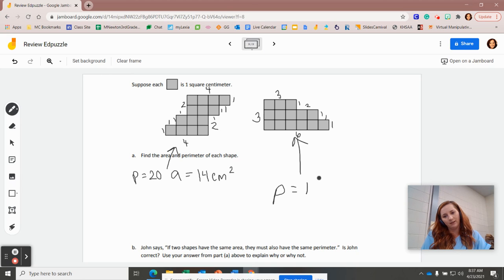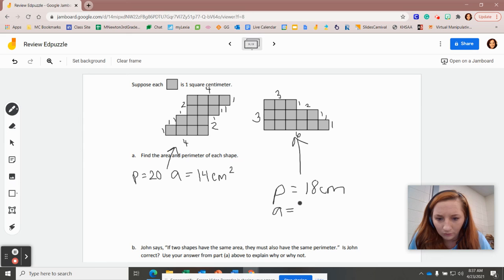Perimeter is 18 centimeters. Now the area is really easy because all we have to do is count up the boxes. 1, 2, 3, 4, 5, 6, 7, 8, 9, 10, 11, 12, 13, 14. Area equals 14 centimeters squared.